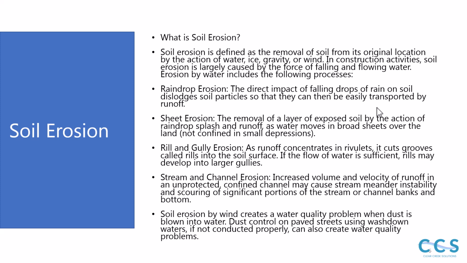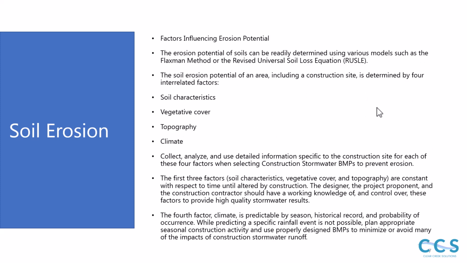Stream and channel erosion: increased volume and velocity of runoff in an unprotected confined channel may cause stream meander instability and scouring of significant portions of the stream or channel banks and bottom. Soil erosion by wind creates a water quality problem when dust is blown into the water. Dust control on paved streets using washdown water, if not conducted properly, can also create water quality problems.